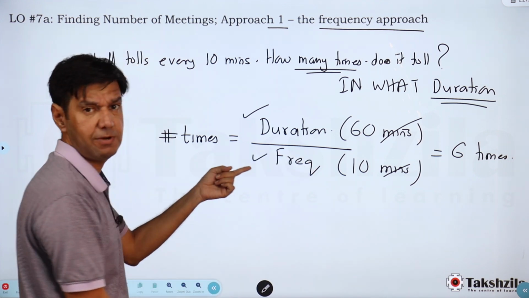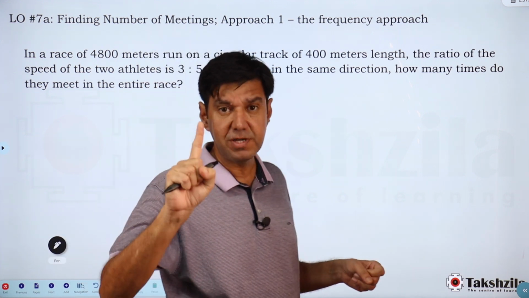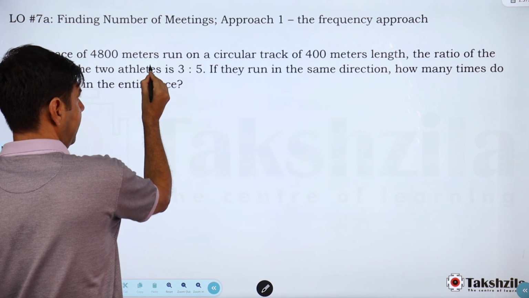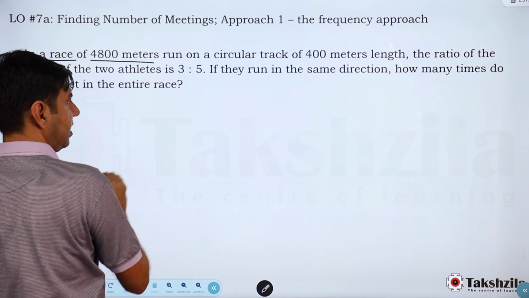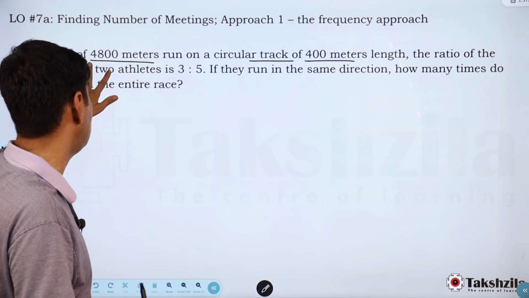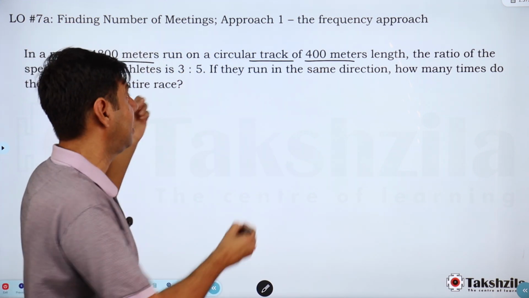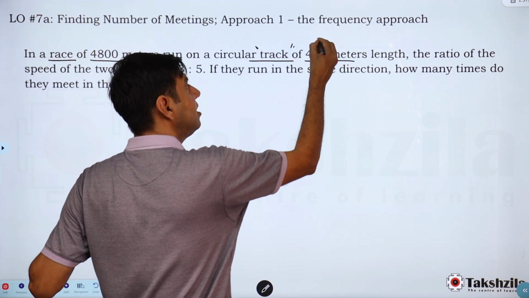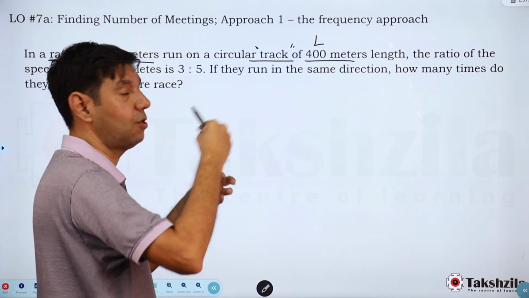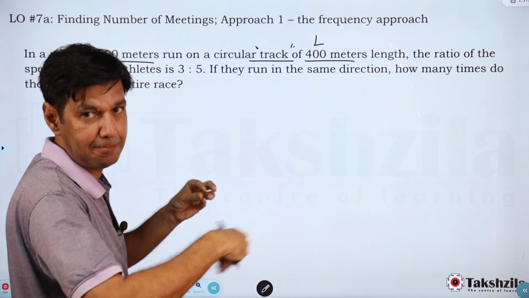So duration over frequency. And do we know the frequency? Yes, the frequency of meeting, we found it. That was the time taken for the first meeting. So your question: in a race of 4,800 meters run on a track of 400 meters. So we are getting into tougher things now. There's a distance here and the track is 400. So don't get misled. What is the track length? The track length is 400, students. Then what is this? They'll keep repeating, like laps. So 400, 400, 400. You should have thought in your mind 12 laps they will do.